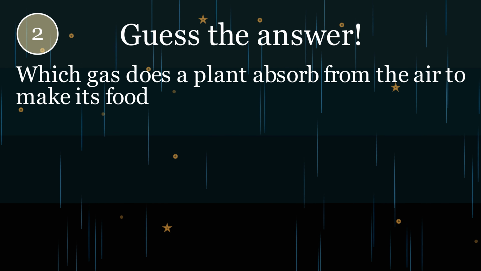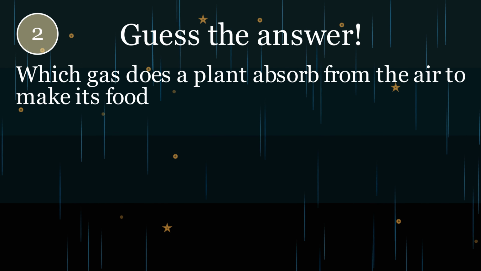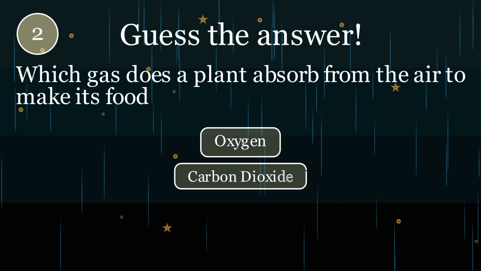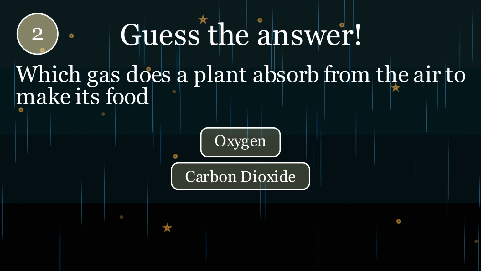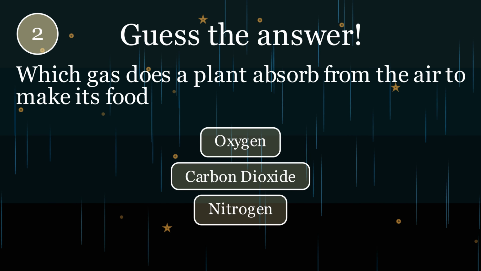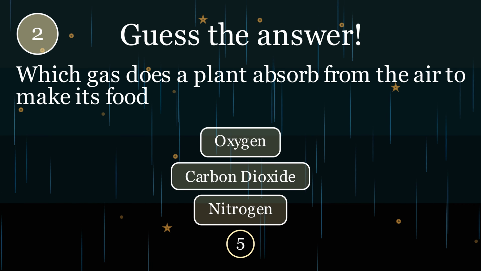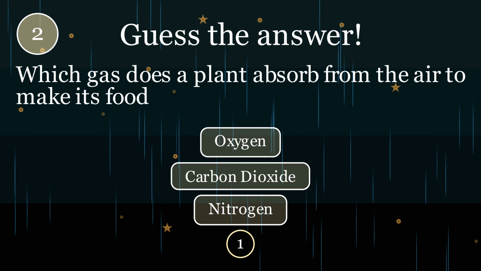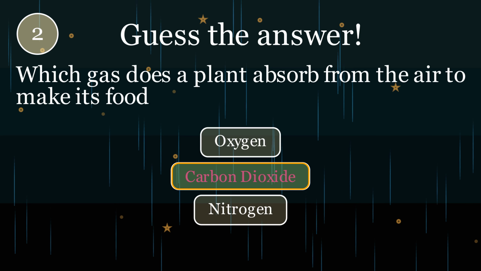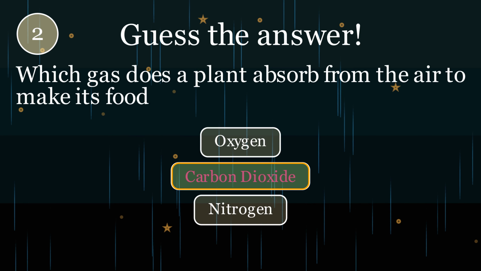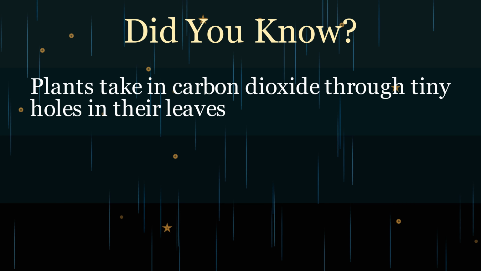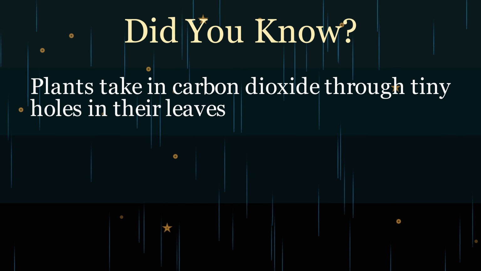Which gas does a plant absorb from the air to make its food? Oxygen. Carbon dioxide. Nitrogen. The correct answer is carbon dioxide. Here's a nugget of wisdom: plants take in carbon dioxide through tiny holes in their leaves.